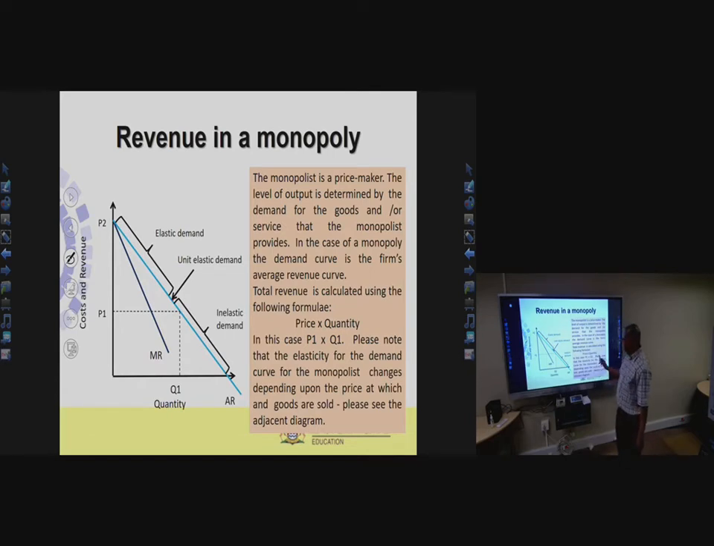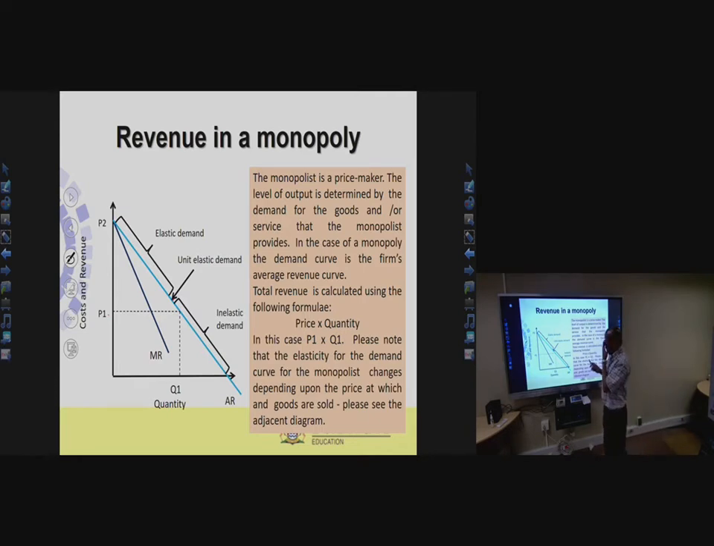Total revenue is calculated using the following formula. Your total revenue is price times quantity. That is your total revenue. In this case, you have your P times Q, price times quantity. That means P1 times Q1. P1 can stand for any price, can be 10 or can be 20, whatever, and the quantity also can be at any level. Can be 10, can be 20, can be any level.